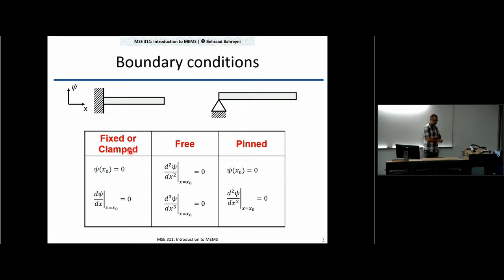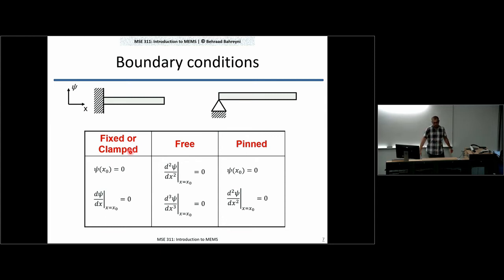In microscales, as we said, this doesn't happen very often. You don't really get a hinge. It's always a continuous connection between the beam and the substrate. But in some situations it may simplify your calculations. For example, if the dimensions of your beam are much, much larger than, let's say, typical anchor points, you may assume this is a pinned connection.